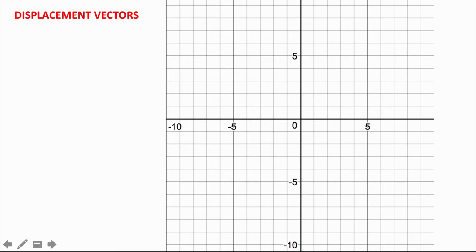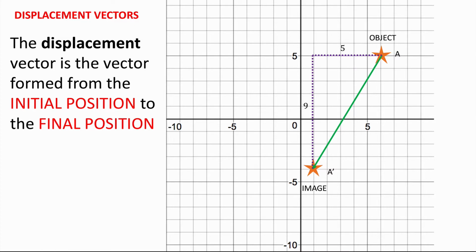Displacement vectors. Suppose I have an object A and the image A prime, then the displacement from the object to the image is simply this vector from object to image. So we go across 5 units to the left, and then we go downwards 9 units. So the displacement vector from object to image would be -5, -9, right? So the displacement vector is a vector formed from the initial position, which was the object, to the final position, which was the image. So we have A to A prime is equal to -5, -9.